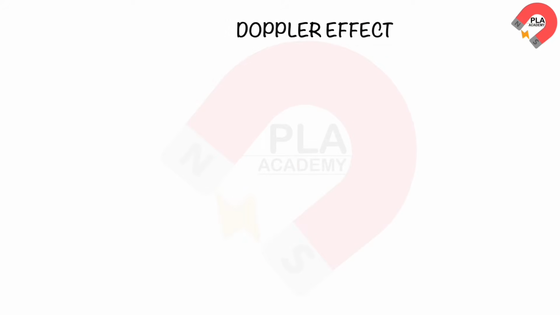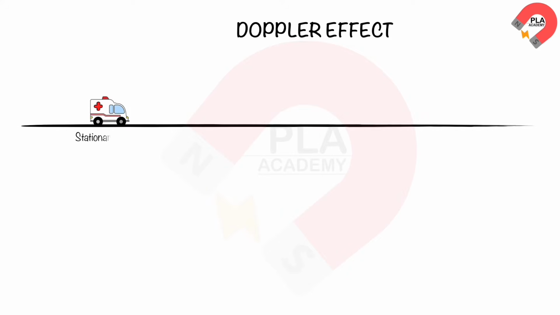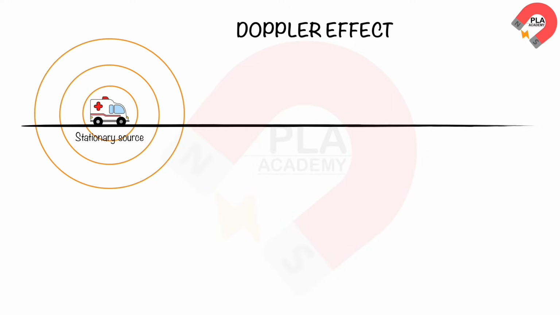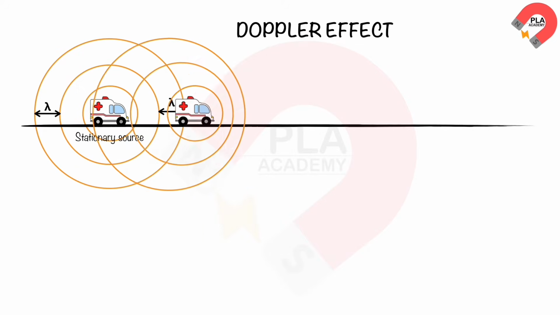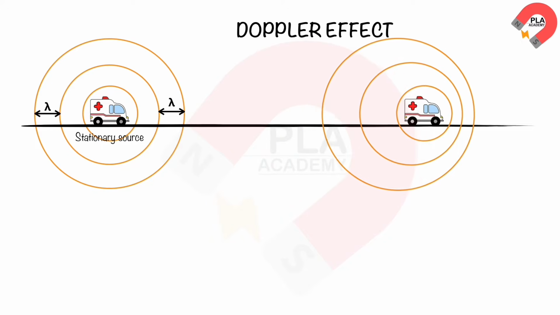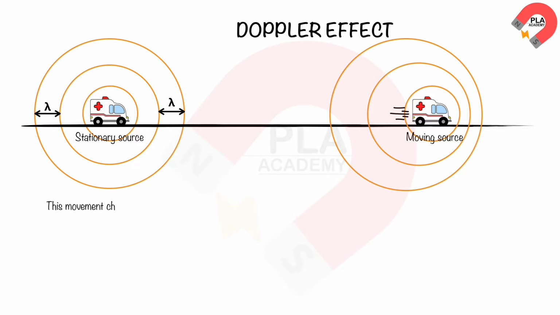Doppler effect. When a stationary ambulance emits sound waves, the wavefronts spread out symmetrically, forming circles around the source. If the wave source moves, the waves can become compressed in front of it and stretched behind it. This movement changes the wavelength and frequency of the waves.